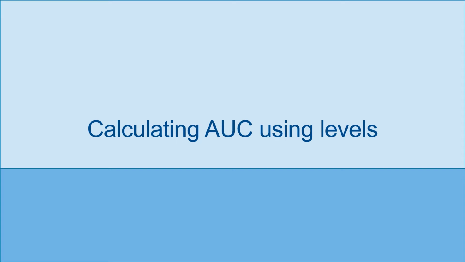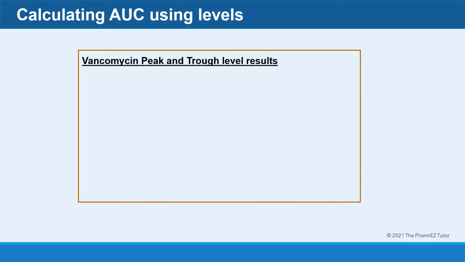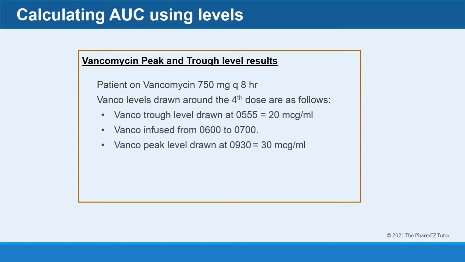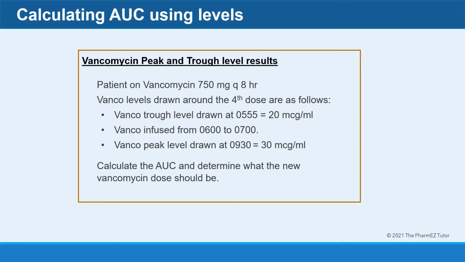Let's try an example of calculating the AUC using levels. Vancomycin peak and trough level results are available. The patient is on vancomycin 750 milligrams every 8 hours. Vanco levels drawn around the fourth dose are as follows. The vanco trough level drawn at 0555 is 20. Vancomycin was infused from 0600 to 0700, and the vanco peak level was drawn at 0930, and that value was 30. Calculate the AUC and determine what the new vancomycin dose should be.